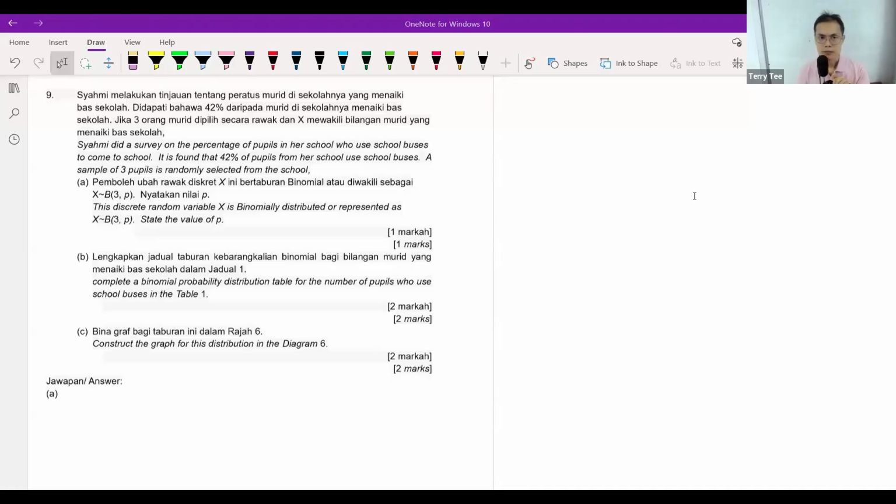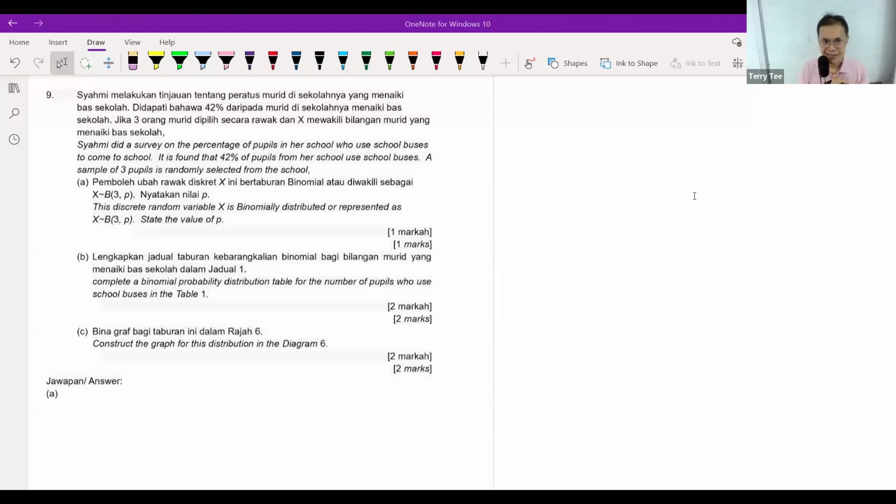Okay, Shami did a survey on the percentage of people in her school who use school buses to come to school. It is found that 42% of people from her school use school buses. So a sample of 3 people is chosen at random from the school. The discrete random variable X is binomially distributed, represented as this. Stated by the P.